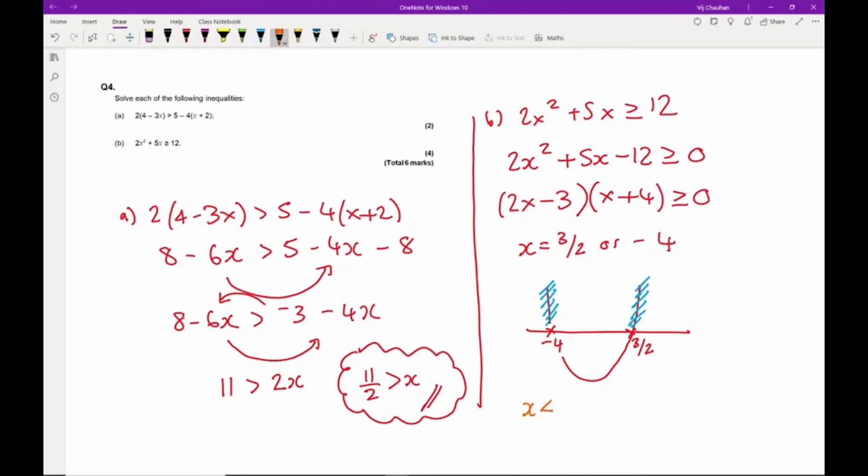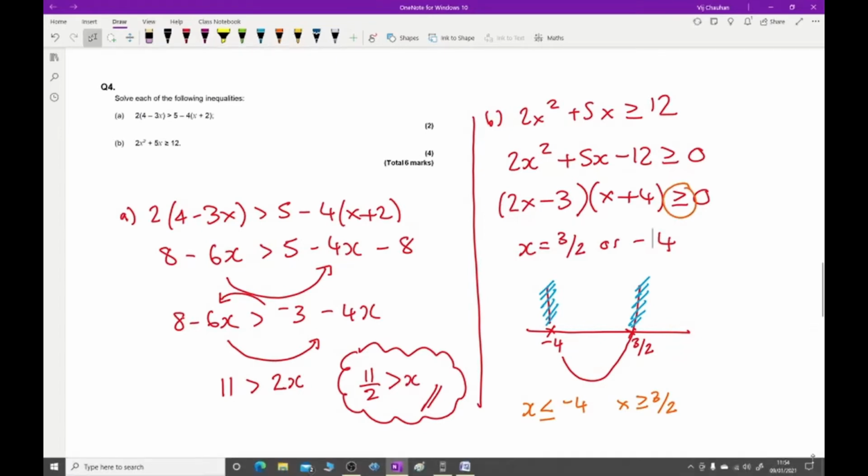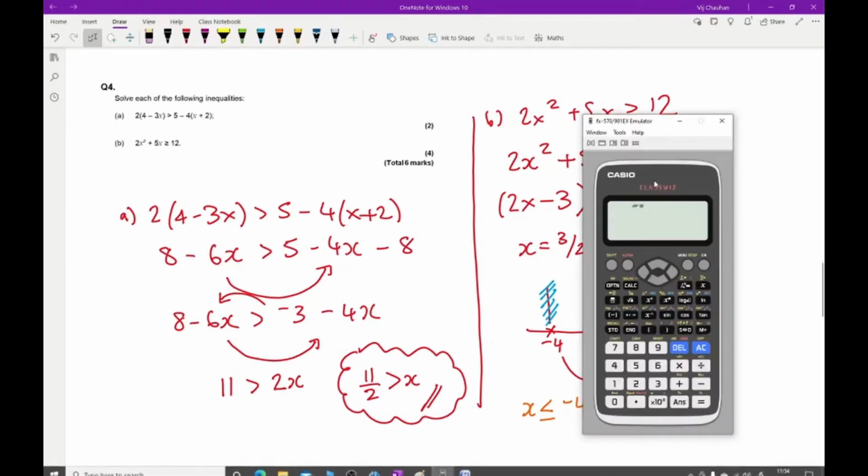giving us our final answer of x less than or equal to minus 4, and x greater or equal than 3 over 2. And again, it's always important you check the inequality in the original question to decide what your inequality should be in your final answer. Now again, you can check your answer using your calculator.